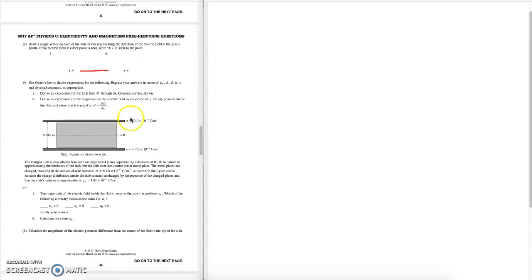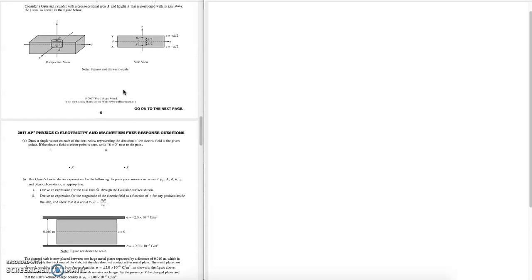So let's scroll down here and we can get rid of that. We don't need that. All right, let's have that on here. Draw a single vector on each of the dots representing the direction of the electric field at a given point. All right, so at point R. Point R is in the top half of the slab, and all of the positive charge is below it. So the electric field at that point is going to point up. And this should be straight up, not on an angle.